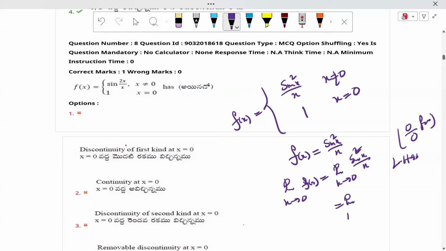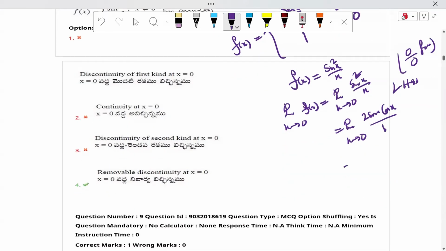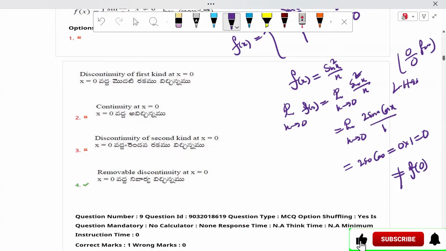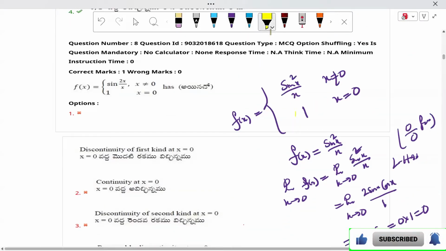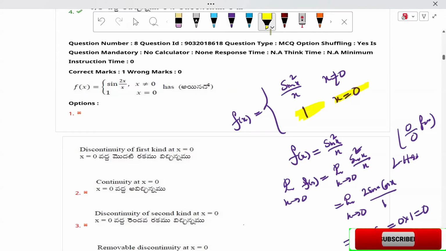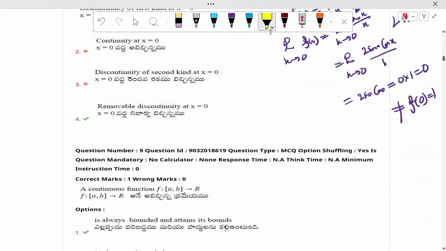So numerator differentiation, sin square x differentiation is 2 sin x cos x, and x differentiation is 1. It is nothing but limit value is 2 sin 0 and cos 0. 0 into 1 value is 0. Finally 0. This value is not equal to f of 0 value because f of 0 value is given. What is f of 0 here? 1. X equal 0 with the function value is 1. So both are not equal.